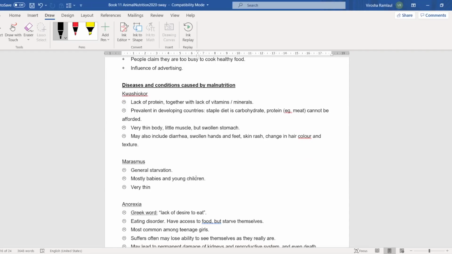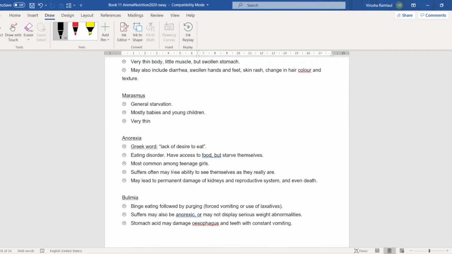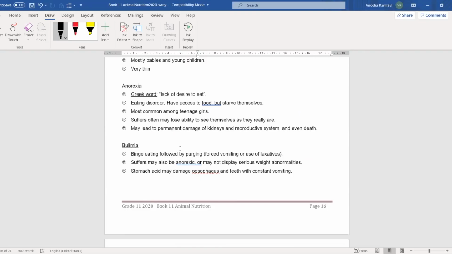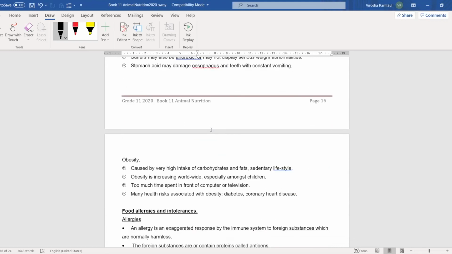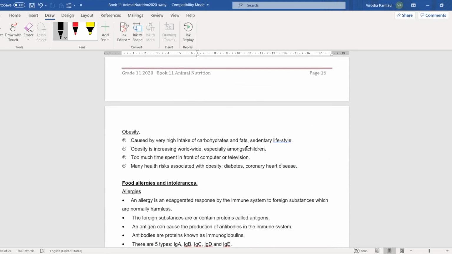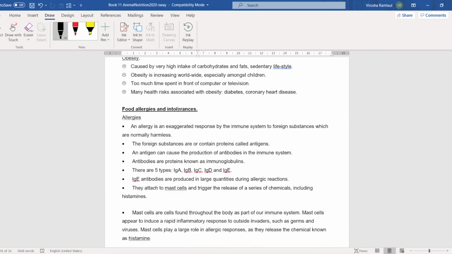Marasmus is general starvation. These children live in these areas, they don't get any food at all, and they're extremely thin. Anorexia and bulimia are psychological conditions. Anorexia is when the female refuses to eat food. Bulimia is when she eats food, but she binges. Obesity is when you live a stationary life and you eat too many carbohydrates and lipids and you don't exercise.